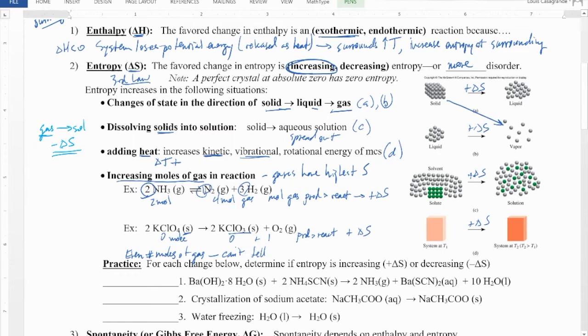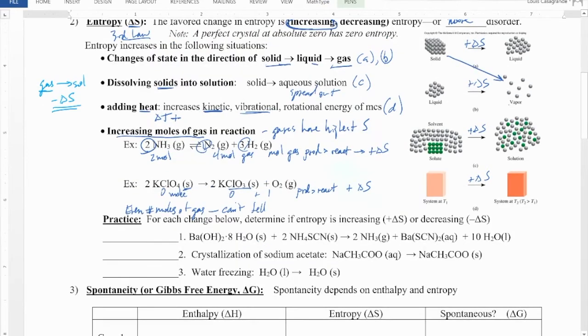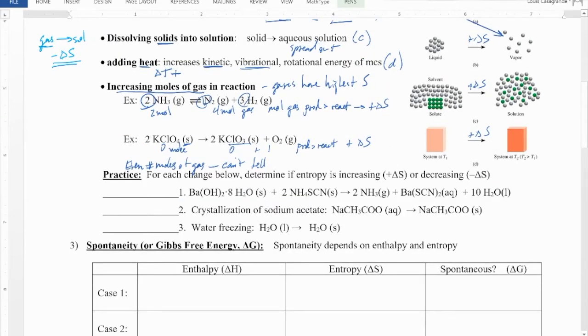And if you want to stop the video right now and take a look at these three reactions and see if you can figure out whether the entropy is increasing or decreasing. Is it positive delta S or a negative delta S? All right, so either you stop the video or you just want to keep going. So let's take a look.